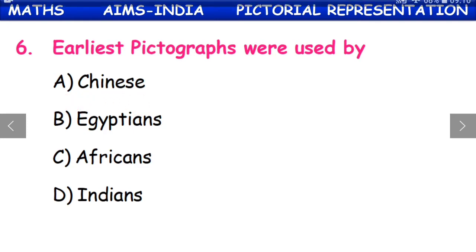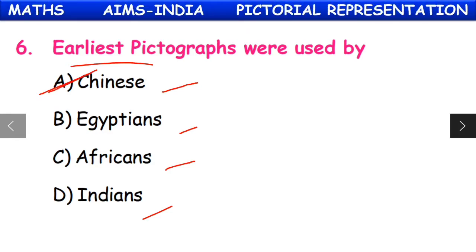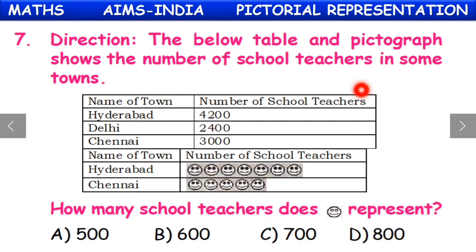Question 6. Earliest pictographs were used by dash. That means first in the starting, who started the use of pictographs? Were they Chinese, Egyptians, Africans or Indians? The correct answer is Chinese, children. So the Chinese people have started using the pictographs first. Now coming to question 7.